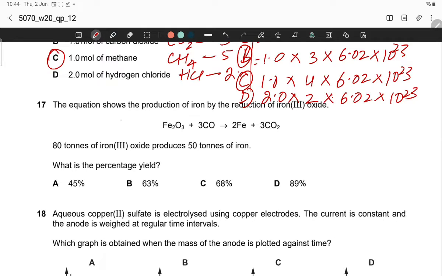The equation shows the production of iron by the reaction of iron(III) oxide, Fe2O3 plus 3CO. 80 tons of iron(III) oxide produces 50 tons of iron. What is the percentage yield? This is the experimental yield.